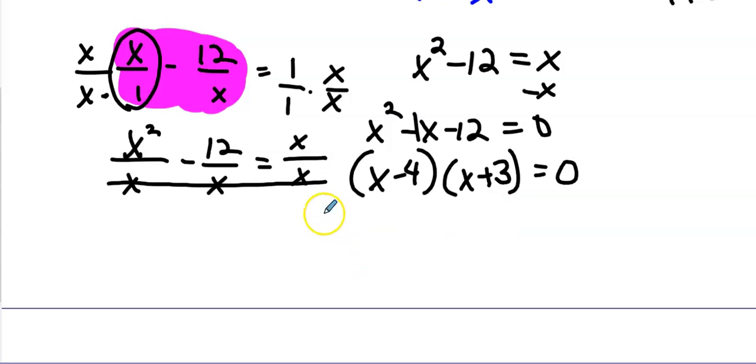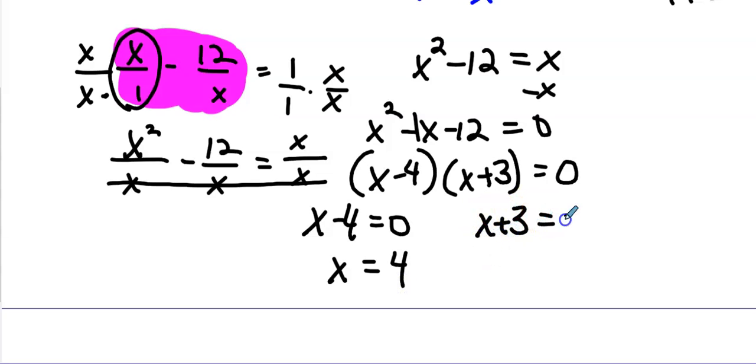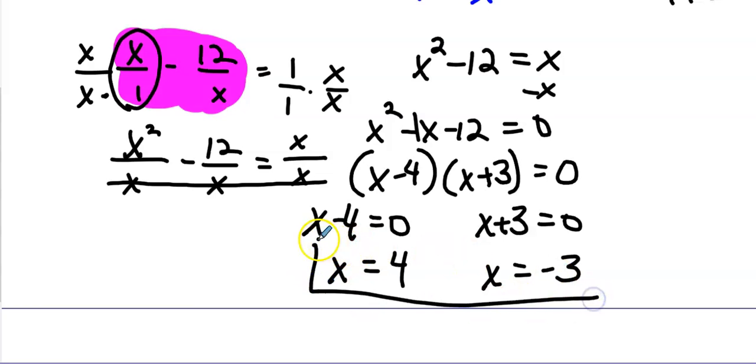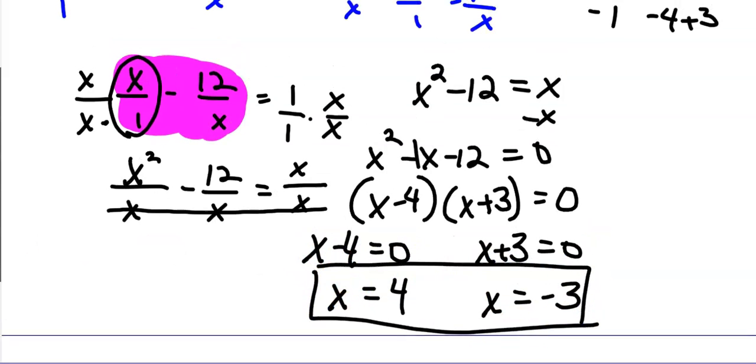Set up each of these equal to 0. x minus 4 equals 0, so x can equal 4. x plus 3 equals 0, so x could equal -3. Either one of these answers should work if you plug it into the original problem.